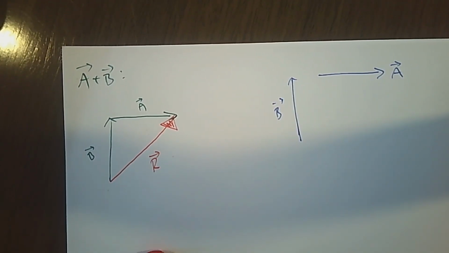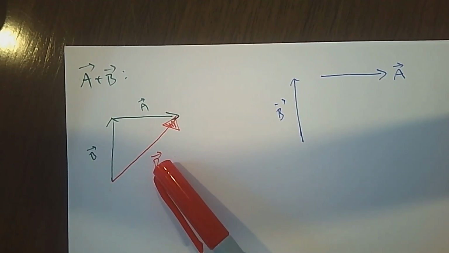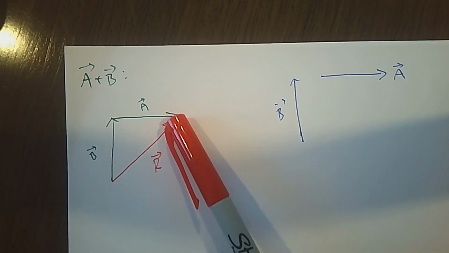So you can imagine if, I don't know, we had 2 force vectors. One is pulling up on an object, one is pulling rightward on the object. The vector sum of those 2 forces is going to be upward and rightward.